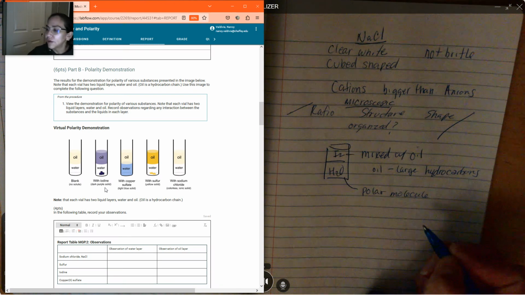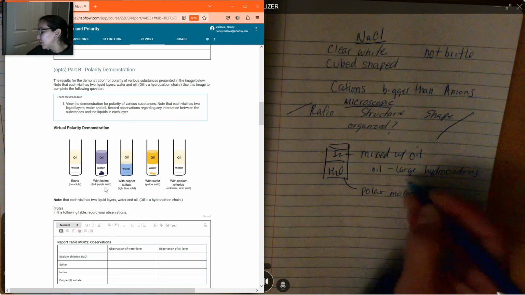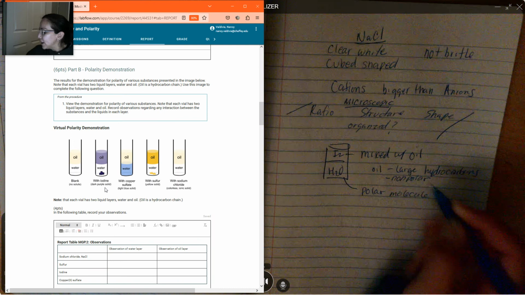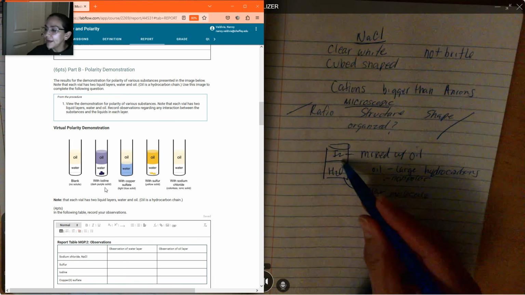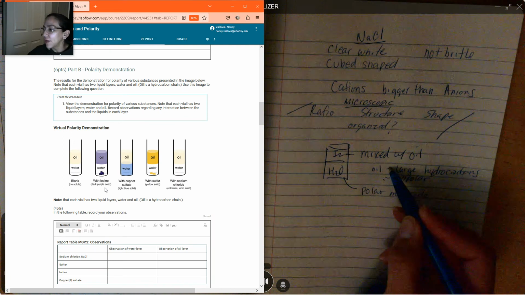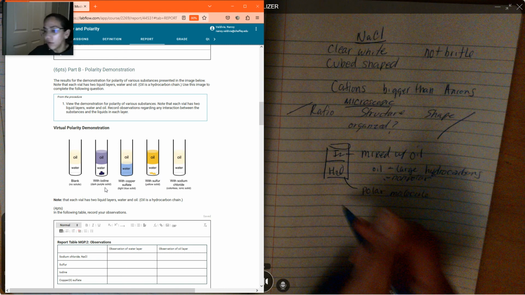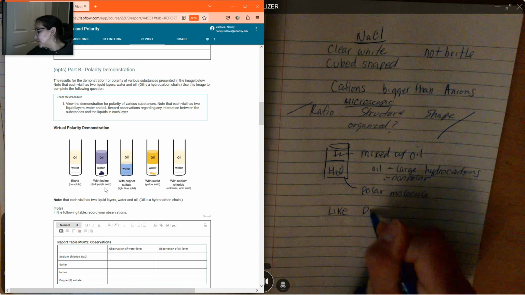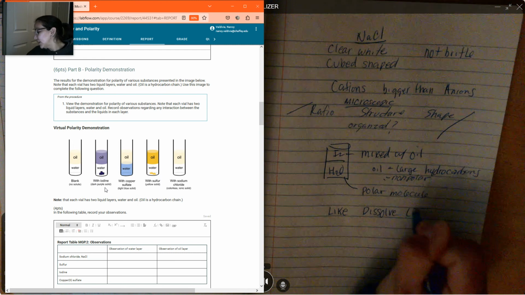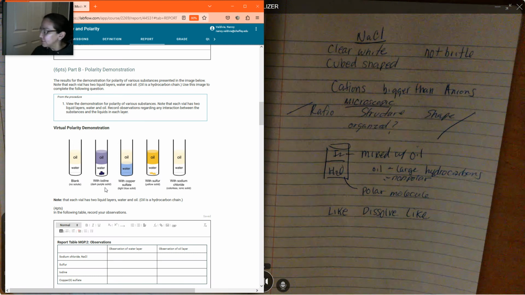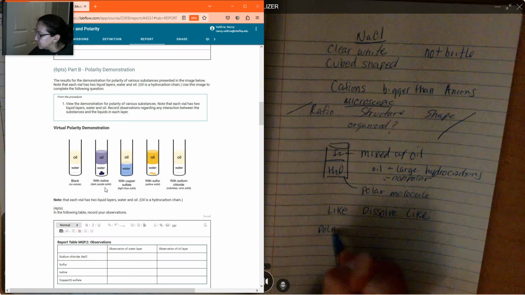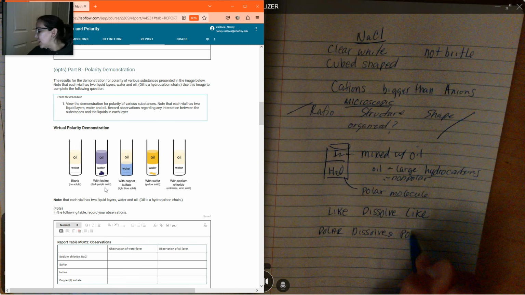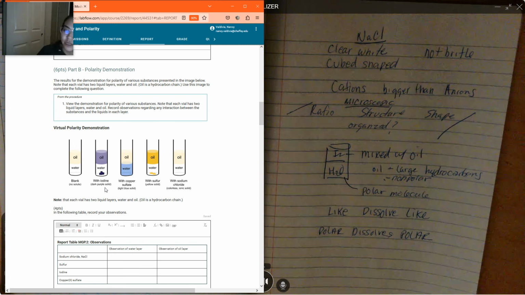H2O is a polar molecule. That tells me that my oil with large hydrocarbons is going to be nonpolar. And if oil is nonpolar and the iodine mixed with the oil, therefore the iodine is also going to be a nonpolar molecule. Why? Because like dissolves like. So that means polar dissolves polar, and vice versa with nonpolar dissolves nonpolar.